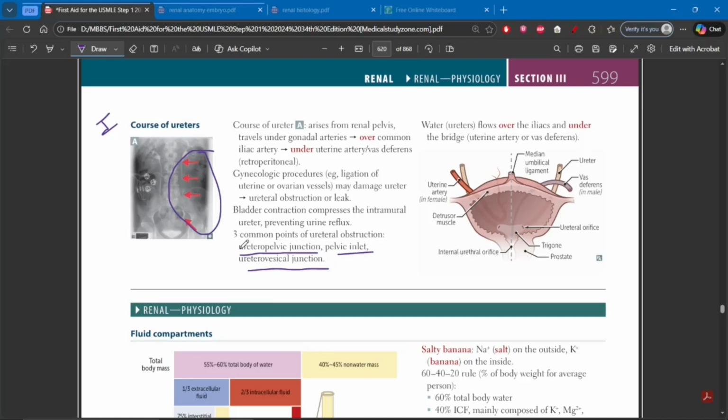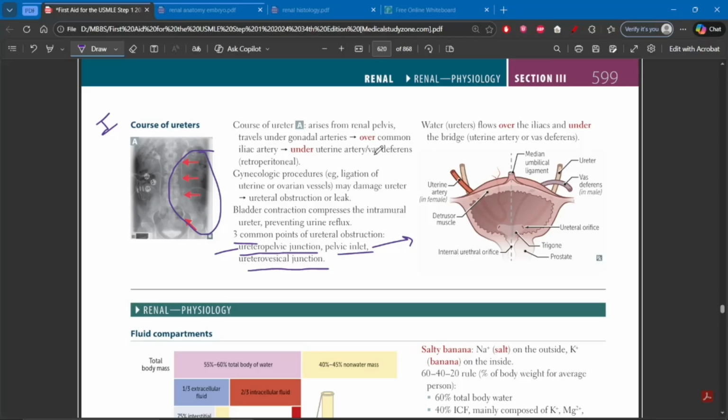This part is where the ureter exits the kidney, and this pelvic inlet is the part, of course, in which the pelvis enters the kidney, right? So there are three common points of ureteral obstruction, not four, but three common points.